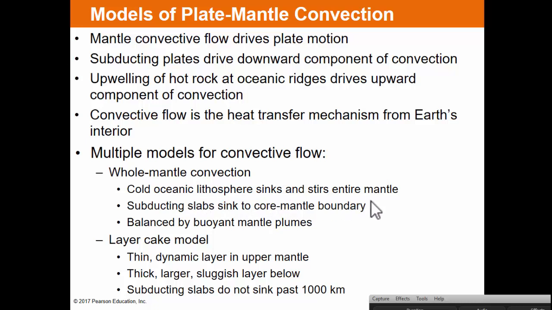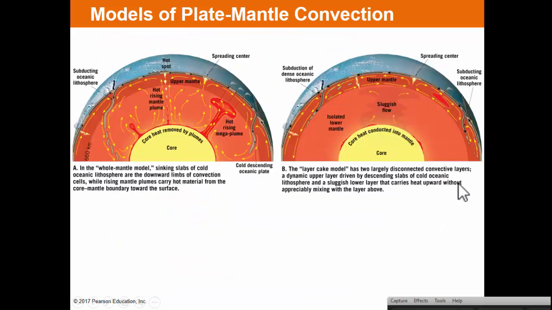So the whole mantle convection model: cold oceanic lithosphere sinks all the way to the core-mantle boundary, stirring the entire mantle, and that's balanced by buoyant mantle plumes. In the layered cake model, there's only a thin dynamic layer in the upper mantle, and a thick, larger sluggish layer below only conducts heat upward, and subducting plates only sink to about 1,000 kilometers. So two very different concepts.